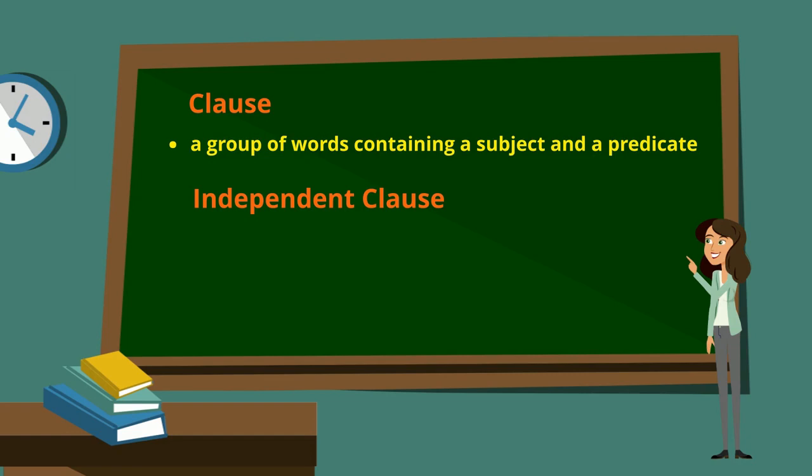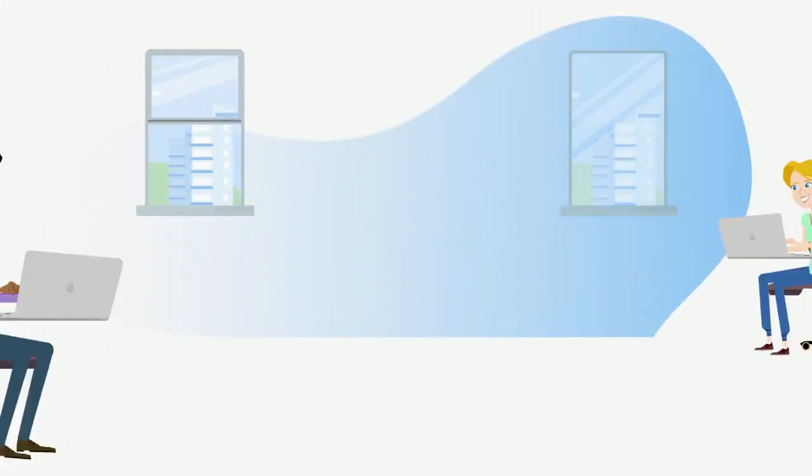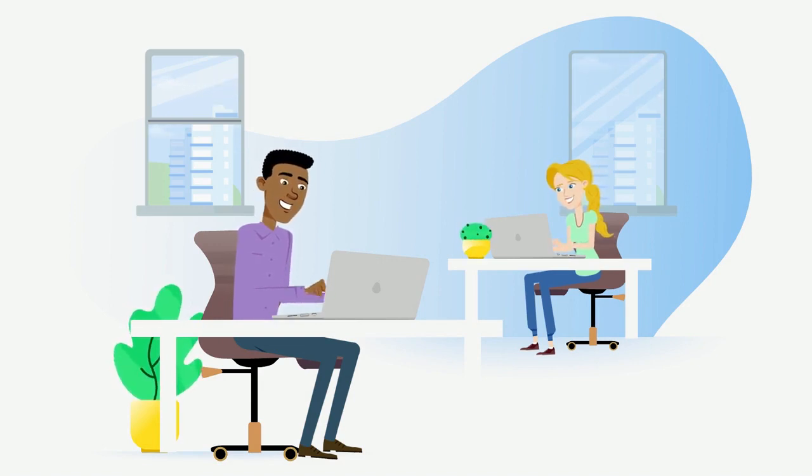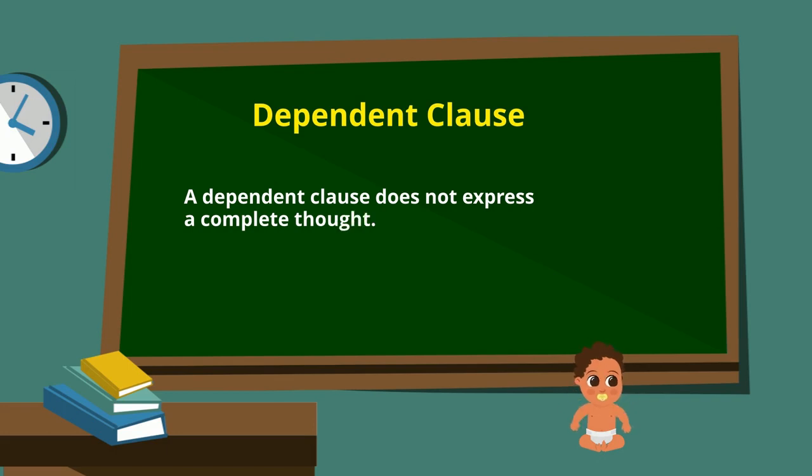An independent clause can stand by itself as a complete sentence. It expresses a complete thought or idea and contains a subject and a verb. Do some research on this and build on your understanding. Now, for the dependent or subordinate clause. A dependent clause does not express a complete thought. To become complete, they must be attached to an independent clause. Dependent clauses are also known as subordinate clauses.